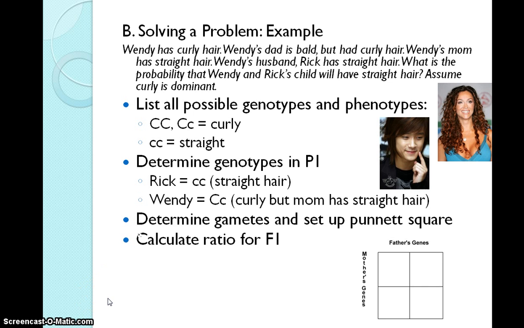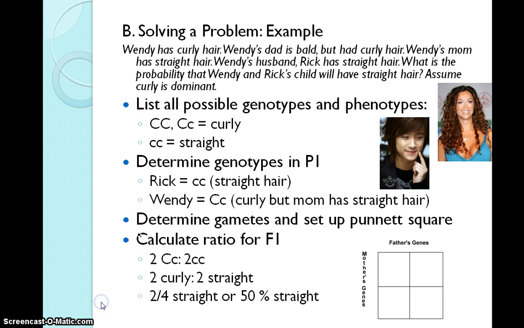The next thing you're going to do is calculate the ratio for their offspring. It turns out that 2 of your boxes should be big C, little c, and 2 of your boxes should be little c, little c. That would translate to 2 curly offspring and 2 straight hair offspring. So the answer to the question, what is the probability that Wendy and Rick's child will have straight hair? It would be 2 out of 4, or a 1/2 chance that their child would have straight hair. So 2 out of 4 straight, or 50% straight hair.